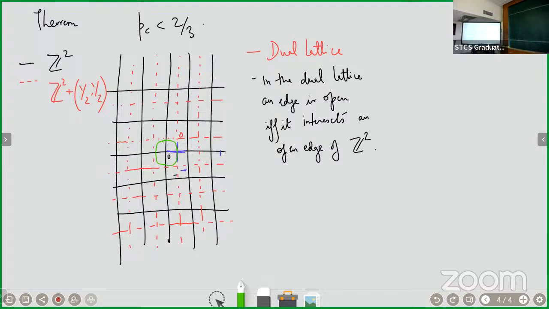Why 2/3? The question is which one to do. Let's do it for square boxes. It's easily extendable to any shape which starts from the same point and comes back to the same point. So work with the length rather than the area. But the idea is the same. So all I have to show now is the probability that there exists a box of size n which is closed in the dual lattice. That's all I have to worry about.